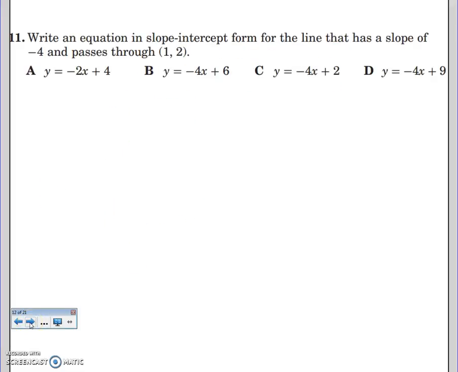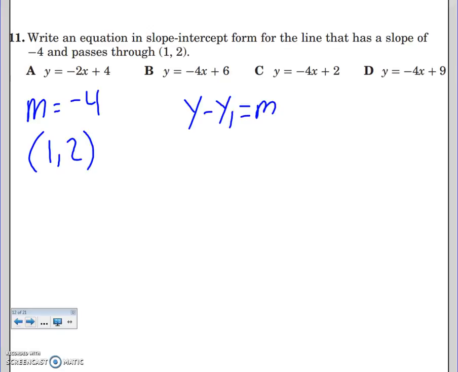12. Write an equation in slope-intercept form of the line that has a slope of negative 4 and passes through that point. If you have a slope and you have a point, you do point-slope form. Remember, that's y minus y1 equals m parentheses x minus x1. Label your points. I'm going to call this x1, y1. And I'll just fill it in.